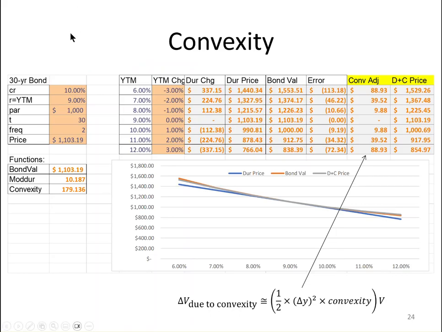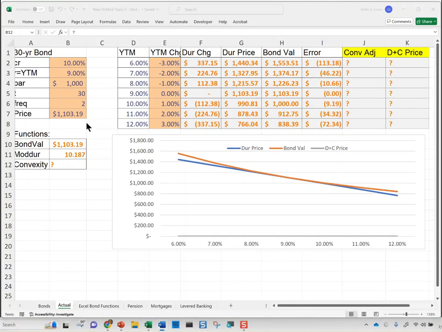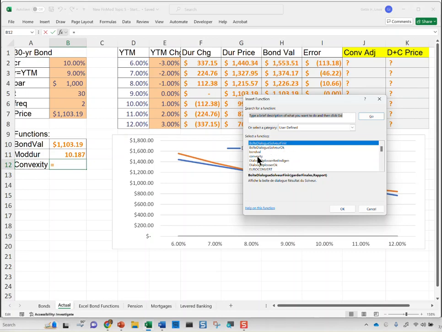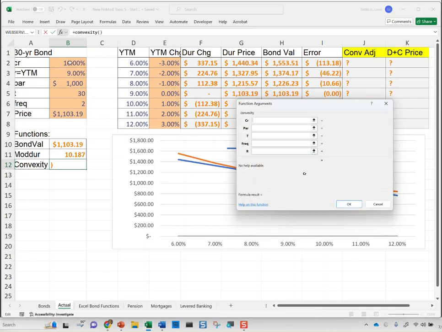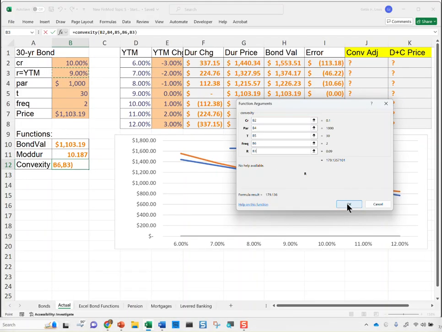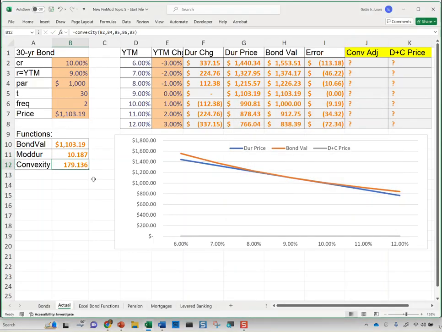So let's go back to the spreadsheet we were just working on. Let's calculate the convexity of this bond. I'll put in a function here, look for convexity, and let's put in the coupon, the par, the maturity, the frequency, and the discount rate, or the R. And you can see this bond has a convexity of 179 units. So what does convexity actually measure? It just measures the curvature.